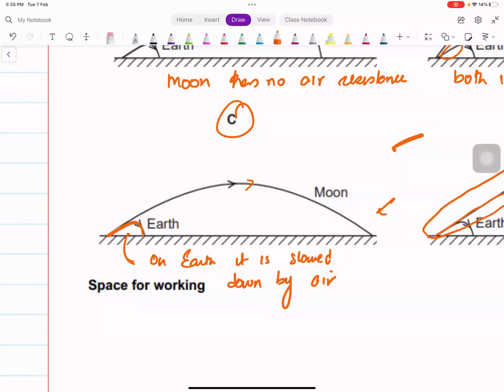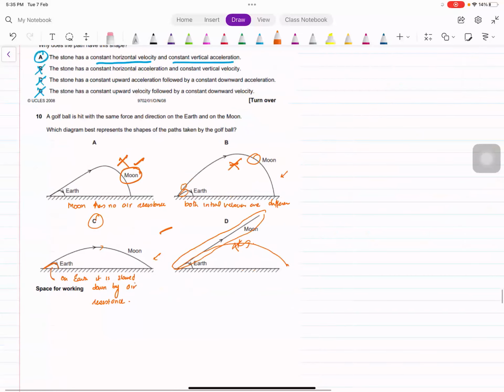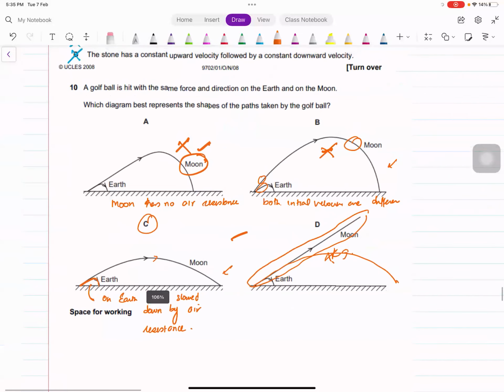So this is the type of shape. If you expect air resistance, then it will be there. All right. Any questions, please let me know.